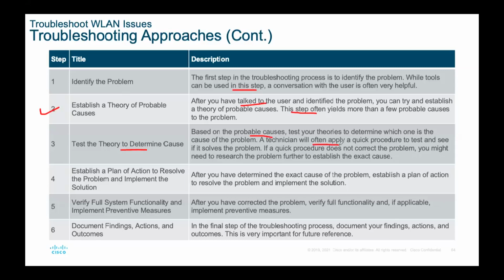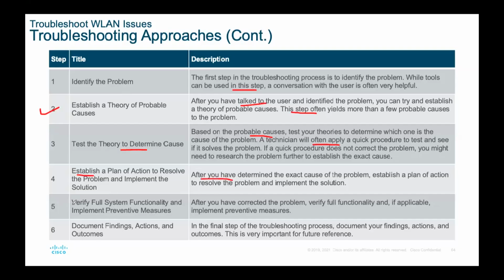If a quick procedure does not correct the problem, you might need to research the problem further to establish an exact cause. Step 4, establish a plan of action to resolve the problem and implement the solution. After you have determined the exact cause of the problem, establish a plan of action to resolve the problem and implement your solution.